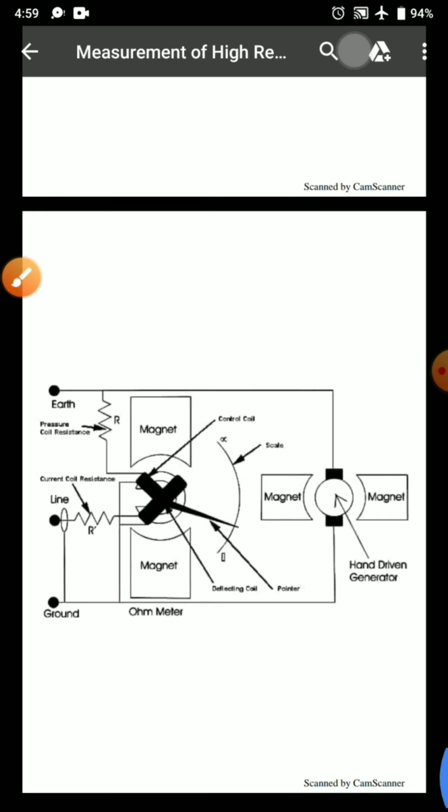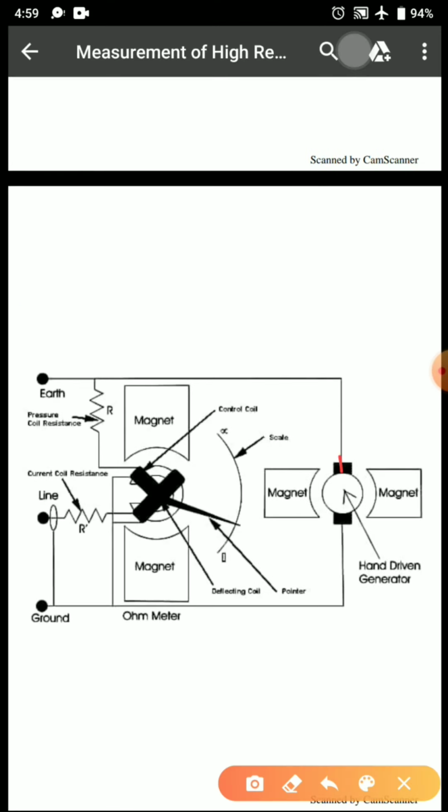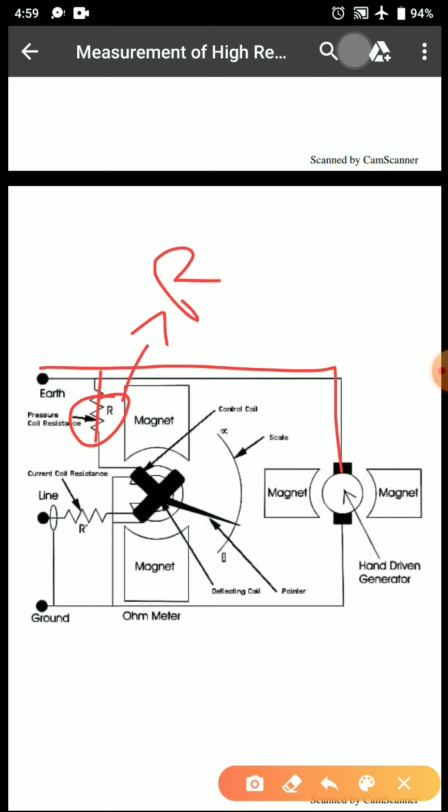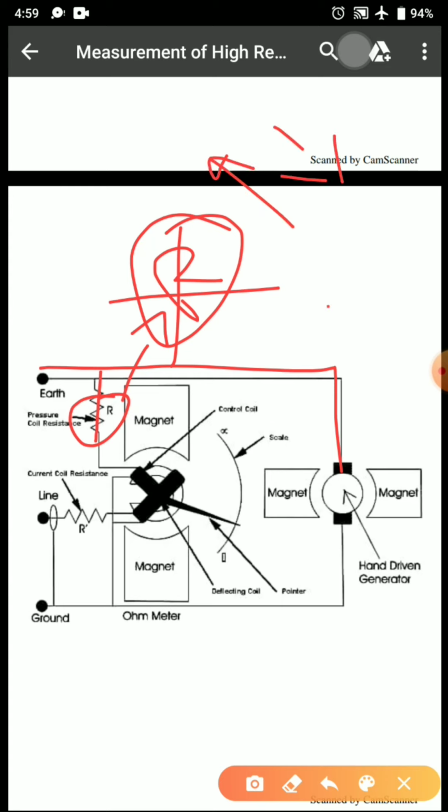Now this is where the voltage is generated. This voltage is connected using the resistance R. By increasing or decreasing the value of resistance R, I can vary the voltage level. This voltage level will be dependent on what unknown resistance value I have to measure. Depending on the unknown resistance value, the voltage level can be varied, and I can easily make measurements.